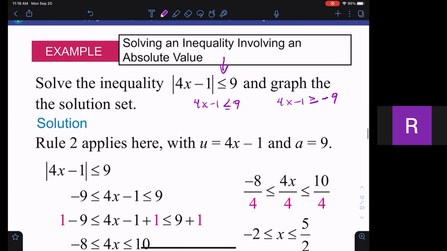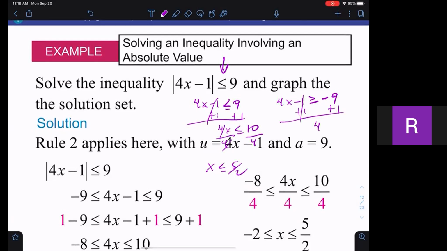Now you solve. So this is plus 1, this is going to be 4x less or equal than 10, you divide by 4, and you get x less or equal than 5 halves. Then for the other one, you add 1 on both sides, then this cancels out. 4x is negative 8, and divide by 4, you get negative 2, right?